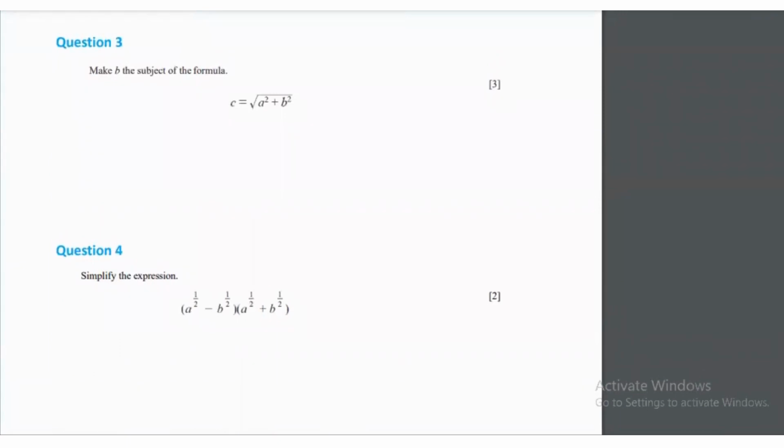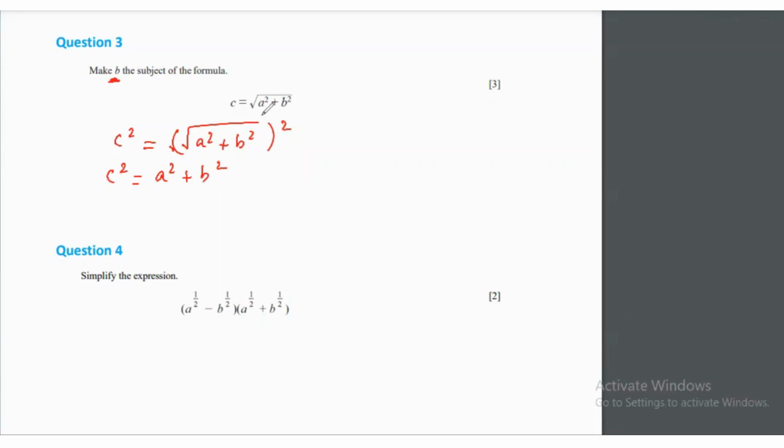Similarly, if you look at question number 3, it says make B the subject of the formula. Once again, as we did previously, there's a square root on the right-hand side, and we need to get rid of that first. Keeping in mind that B has to be the subject, we will square both sides first. When you square both sides, the square root of C becomes C square, and the square root of A square plus B square becomes A square plus B square.